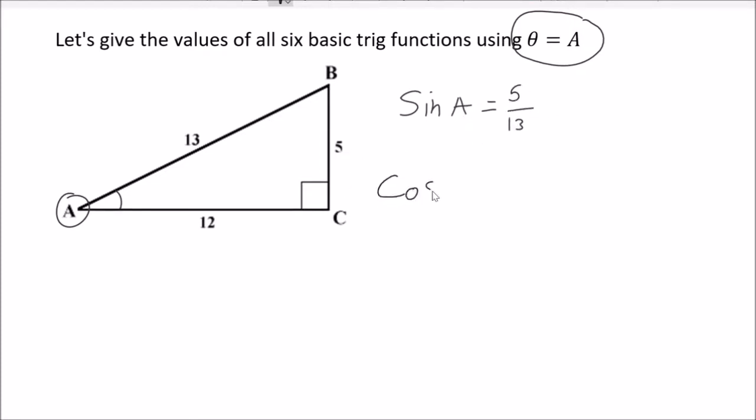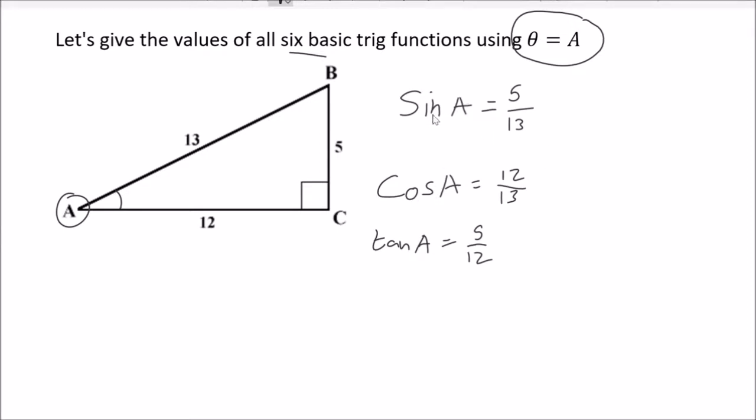Okay, let's go to cosine. Cosine of A, that's adjacent over hypotenuse, so that's 12 over 13. And then tangent of A, saying SOHCAHTOA, that's opposite over adjacent, so that's 5 over 12. Now, we were asked for 6 functions, not for 3. So we also need to do the reciprocal functions.